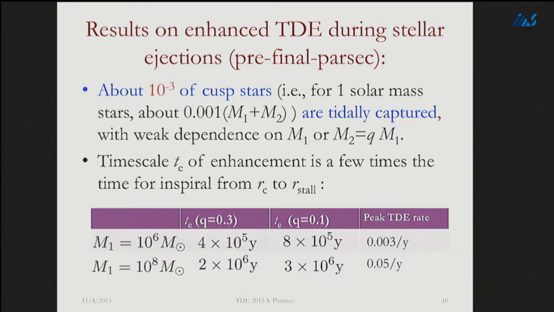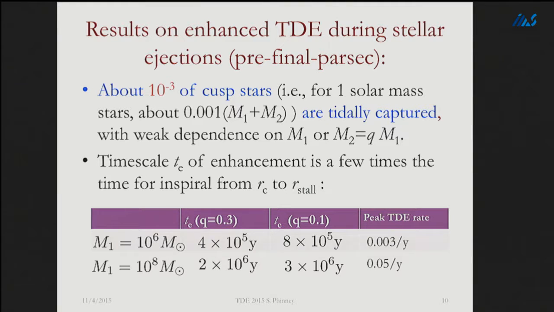And the time over which you get this, obviously this is an enormously enhanced rate, a capture of 10^3 or 10^4 stars in the time scale, which is roughly the time for the black hole to spiral in from the influence radius to the stall radius, where it's ejected enough stars that stellar dynamics are no longer shrinking the orbit.